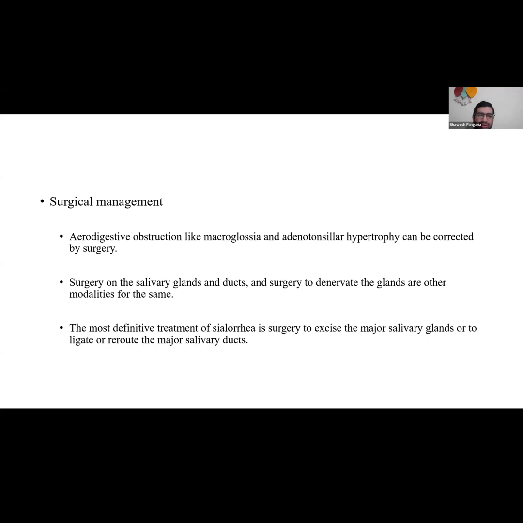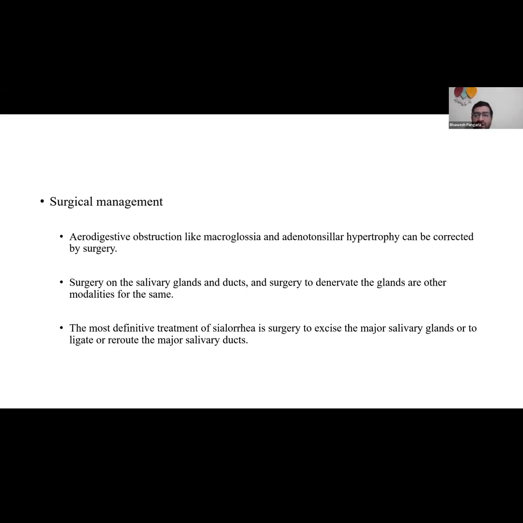Coming to surgical management, it is mainly indicated when there are anatomical abnormalities present, such as macroglossia or adenotonsillar hypertrophy. At that point, surgery is indicated to correct those anatomical derangements. Other than that, we can do surgeries on the salivary glands, where we can either denervate or remove the salivary gland from the body. Surgery on the salivary gland and duct and surgery to denervate the gland are among the most commonly used modalities.